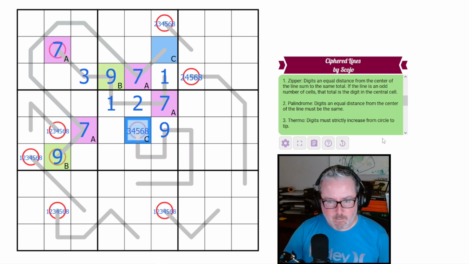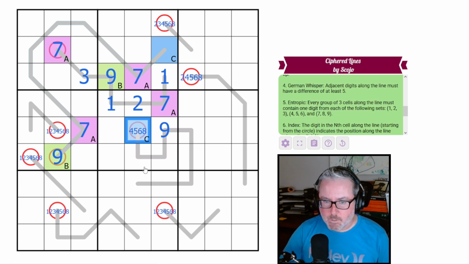Let's think about this guy. Can never be a thermo, because this is a 9 here. So it'd be 3, 4, 5, 9. Then what? What's next? German Whisper doesn't work, because again, this would be a 4. This would have to be a 9. Can't be.